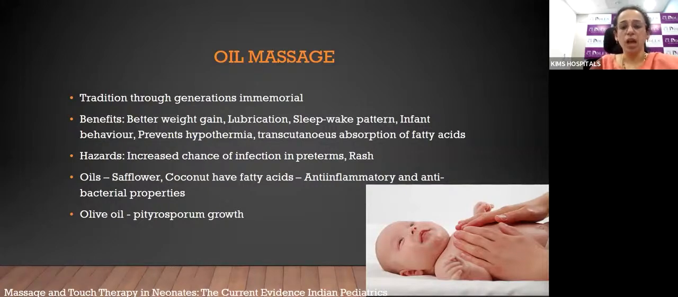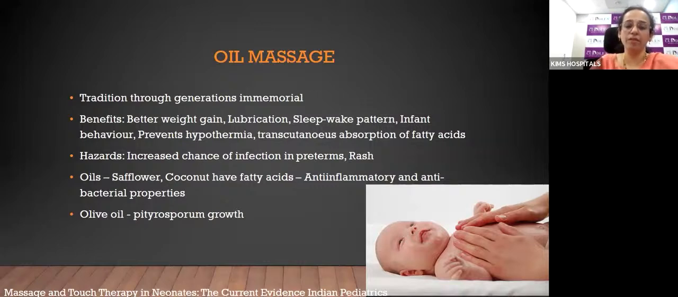And it also prevents hypothermia. It also facilitates the transcutaneous absorption of fatty acids and has been shown to help in weight gain. So oil massage can be offered to babies, but the hazards in preterms are increased chances of infection and rash. So we should be a bit cautious of applying oil in preterm babies. For routine term babies, we can offer the oil massage.